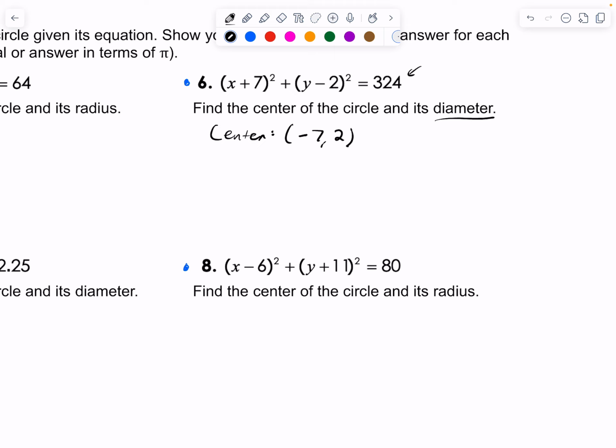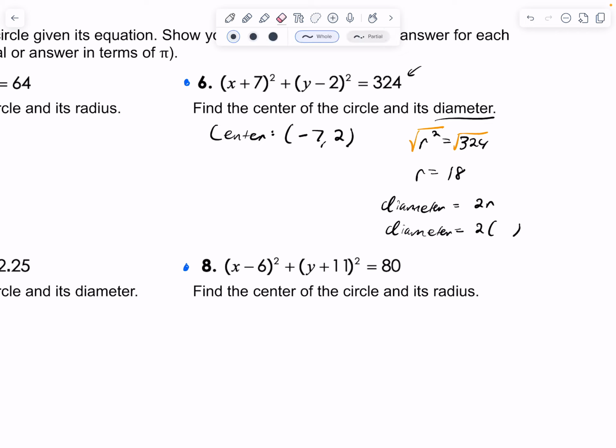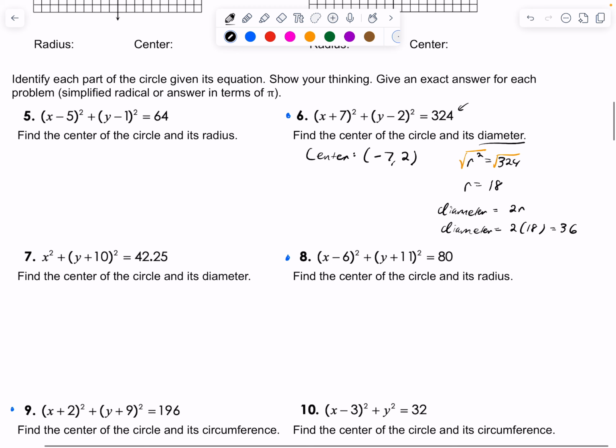Now the diameter, right, that's 2 times the radius. So I'm going to use this 324 to find the radius. So the radius squared is 324. If I take the square root of both sides, that would give me the radius. All right, and the square root of 324 is 18. Now, that's not the diameter. The diameter is equal to 2 times the radius. So the diameter is equal to 2 times 18, which is going to be 36. All right, so the diameter is 36 units, and the center is -7, 2.